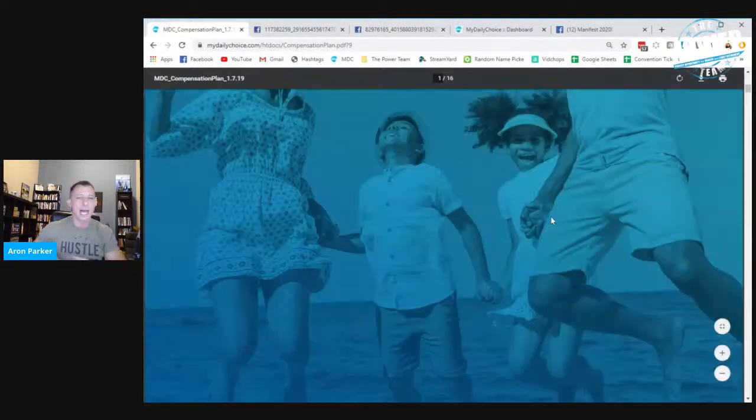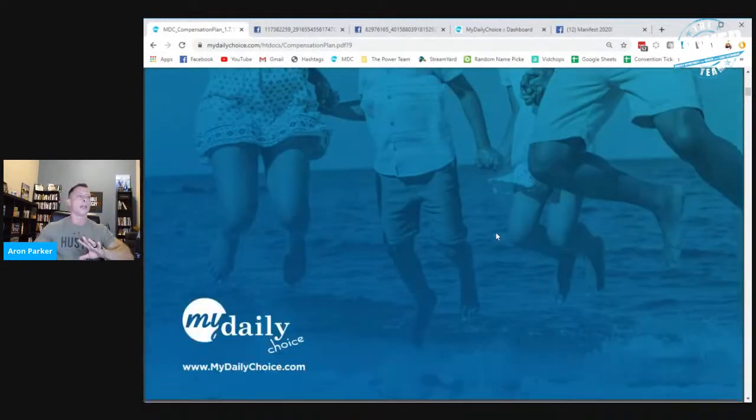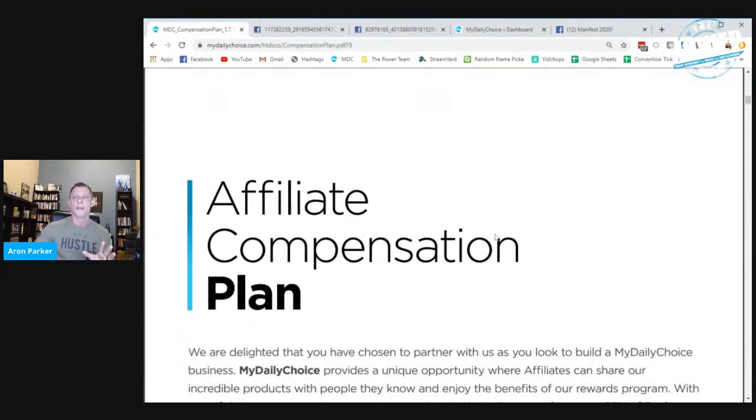And this is not a comp plan training. We're not going to be going through all the details of the comp plan. But one of the big parts of this training tonight is the dashboard. You'll notice the title of this training is the MDC Dashboard Training. And the reason why is because there are a lot of affiliates who have money literally sitting on the table. Like, you got money just sitting here waiting to be collected.